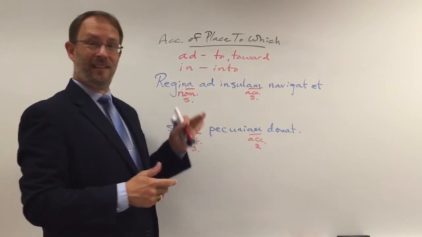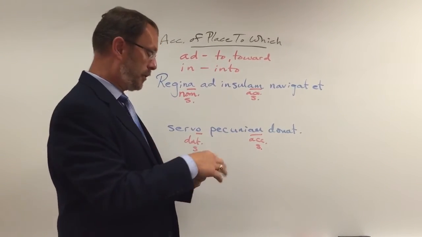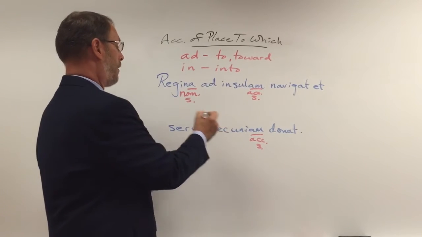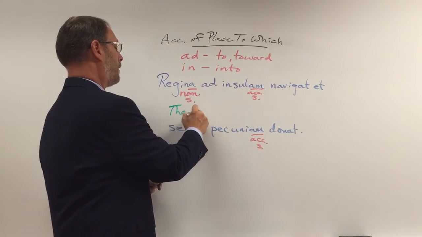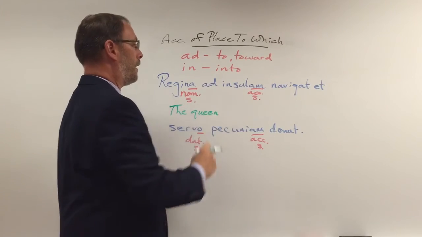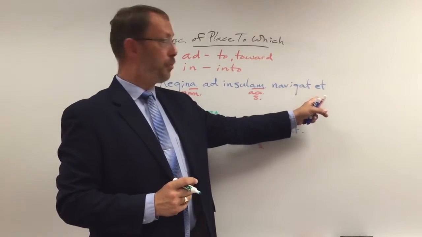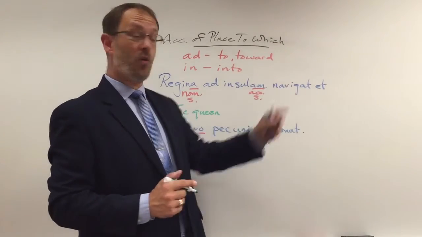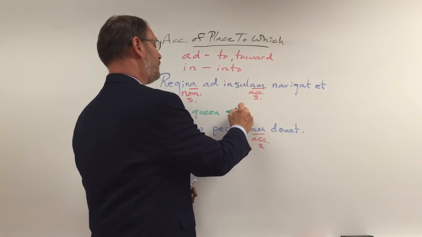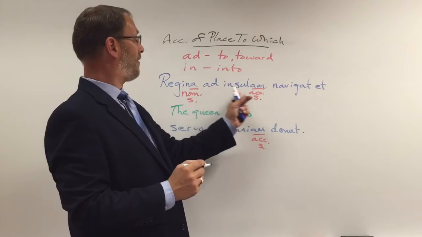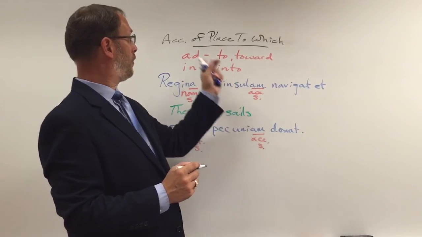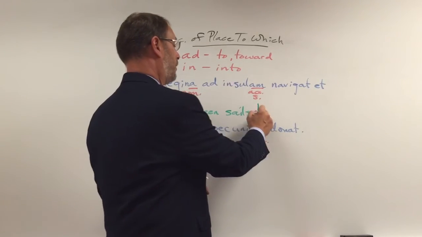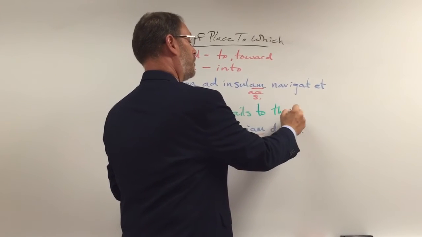All right, well, we know that Regina, she's the subject, she's nominative, she's doing something here. So what do we have? We have the queen. And I like to stop before the et. That's a nice break. So here's my first verb to deal with. What is she doing? The queen sails. Well, pretty obviously the only thing left is ad insulam, to the island. Or you could say toward the island.